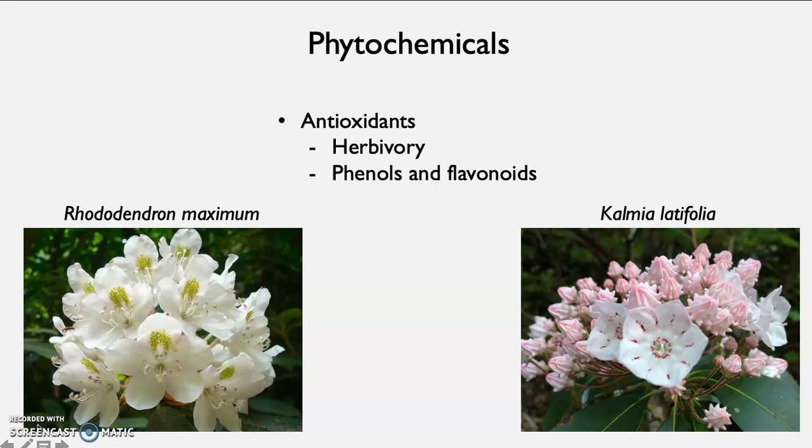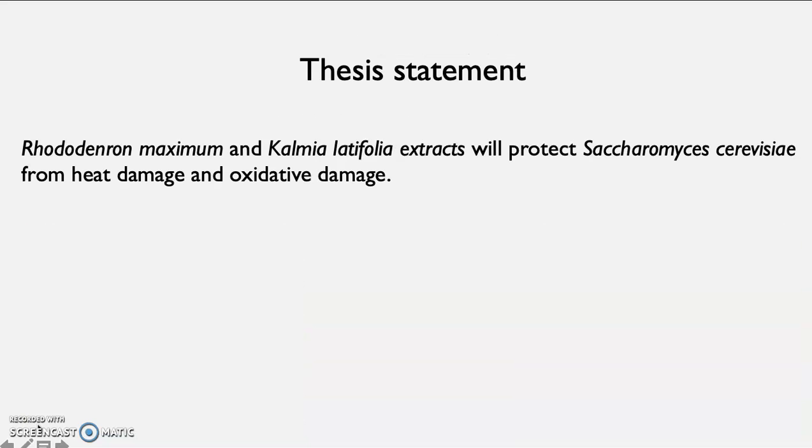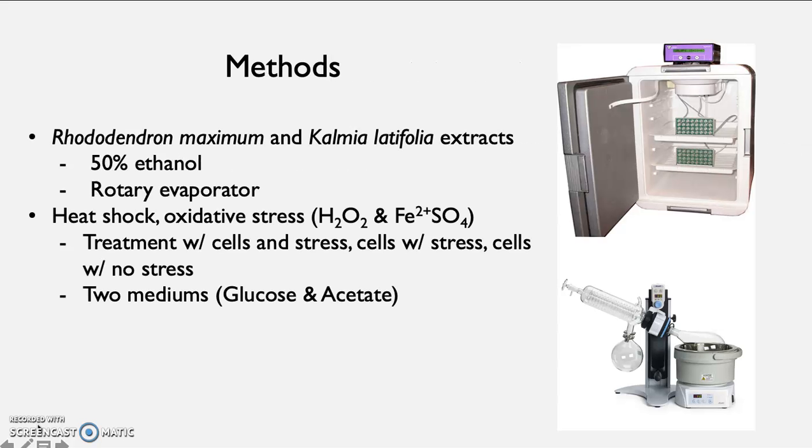And both of these plants have antioxidants, which plants produce as a secondary compound to combat herbivory. And the main two antioxidants present in both of these plants are phenols and flavonoids. So here's my thesis statement. Rhododendron maximum and Kalmia latifolia extracts will protect Saccharomyces cerevisiae from heat damage and oxidative damage.